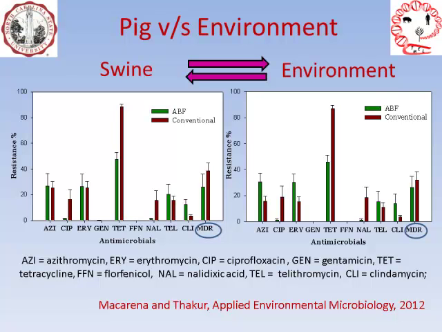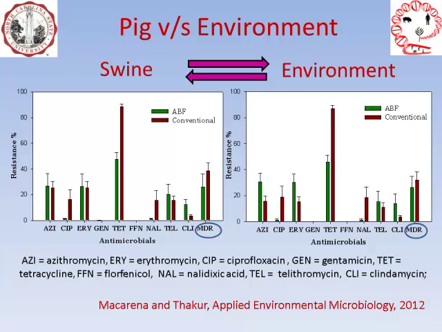Azithromycin, ciprofloxacin, erythromycin, gentamicin, tetracycline, florfenicol, nalidixic acid, telithromycin, clindamycin, and multidrug resistant strains. So MDR strains are strains that are resistant to three or more antimicrobials at the same time. Okay? Telithromycin is very interesting. Telithromycin is a ketolide. It's never been approved for use in the food animal industry.